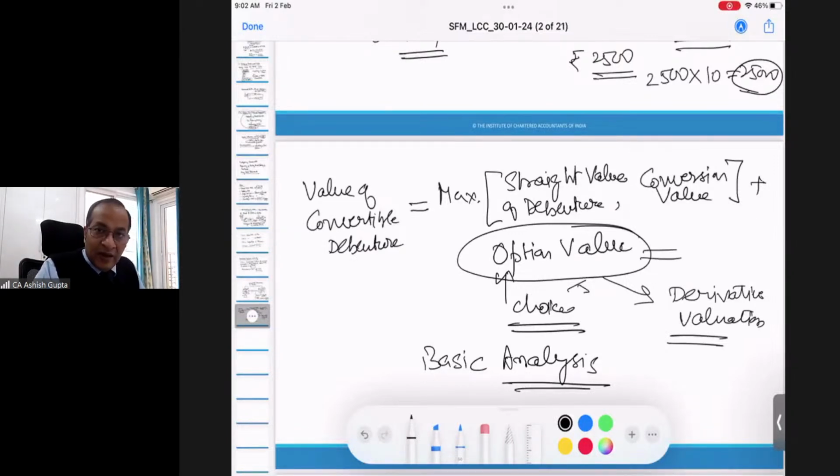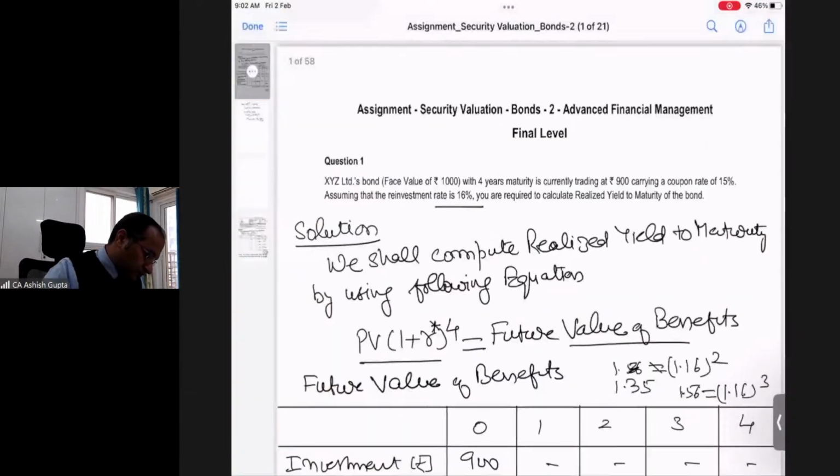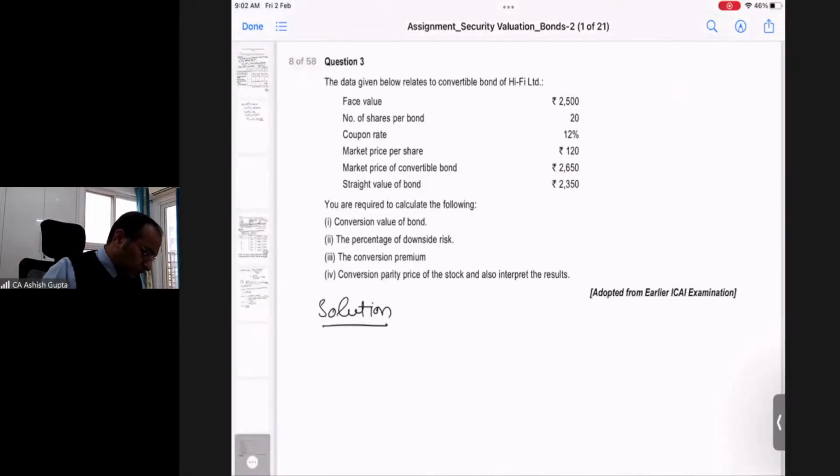Now, student, as we solve the question, I will explain the meaning of each and every term. Let us start solving the assignment, then you will understand each and every term. Now please read the question.